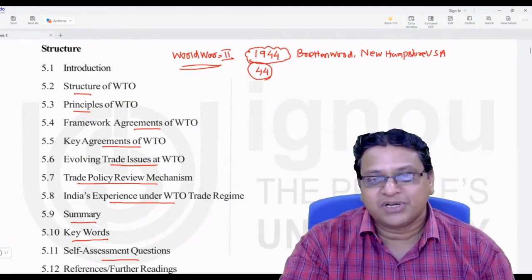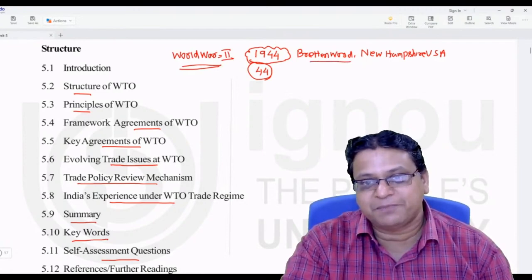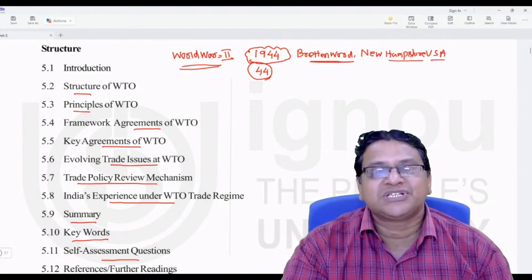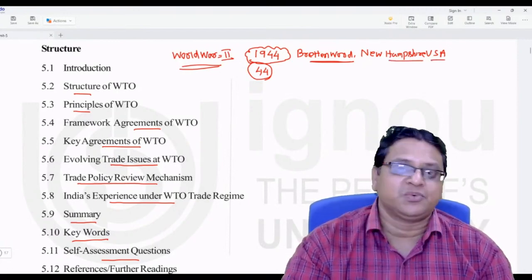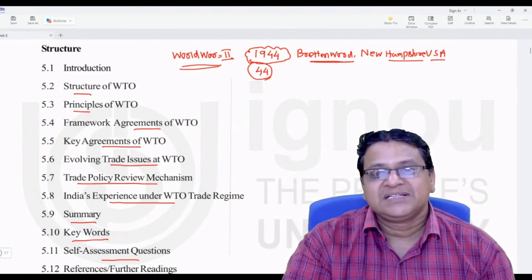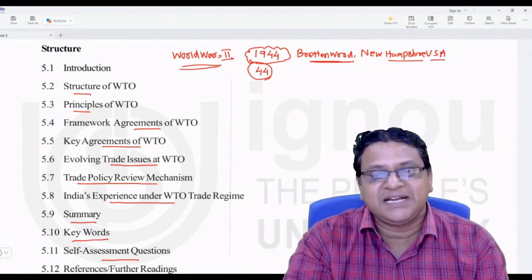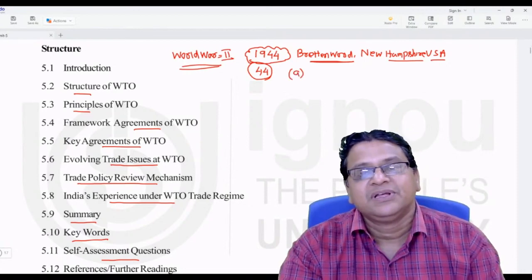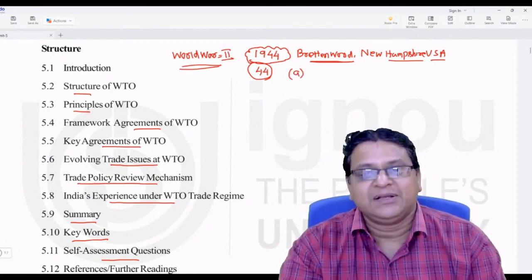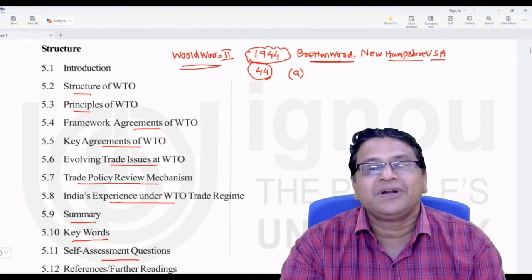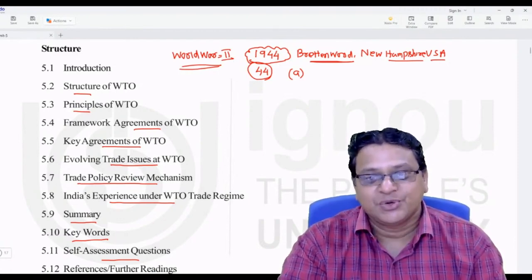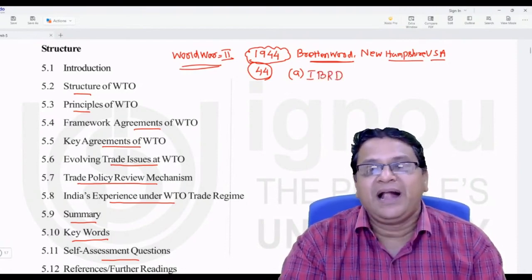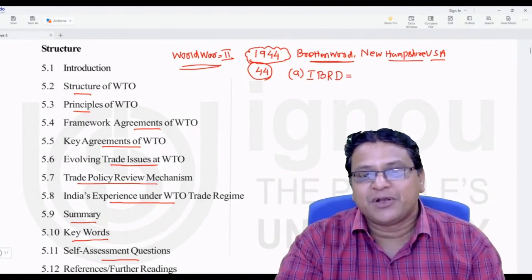For this, the 44 countries sat in a particular place called Bretton Woods, New Hampshire, USA, where they decided how to restore the world devastated by World War II. At that Bretton Woods conference, all the 44 nations decided to set up three important institutions. First institution, they decided to set up a bank which will provide finance for developmental project, and that bank is known as IBRD, International Bank for Reconstruction and Development, and later on this particular bank becomes World Bank.